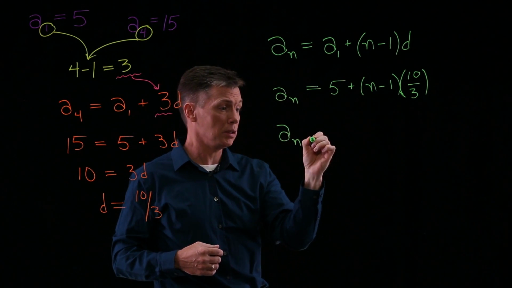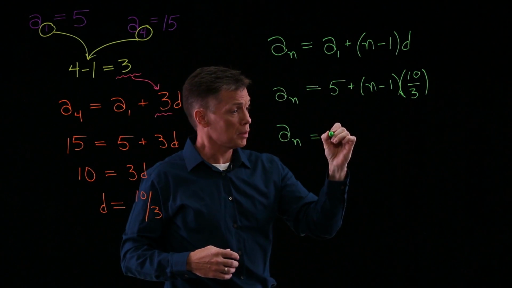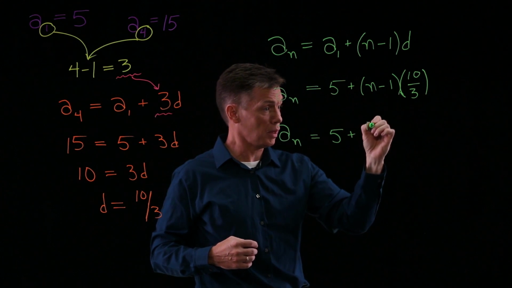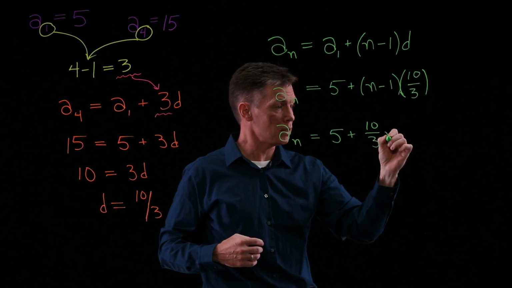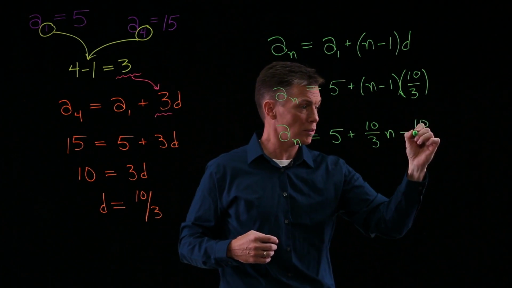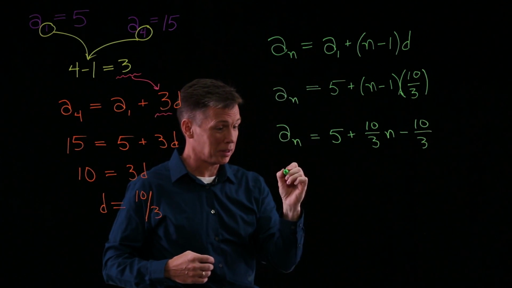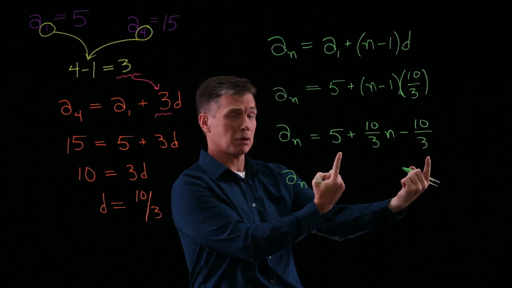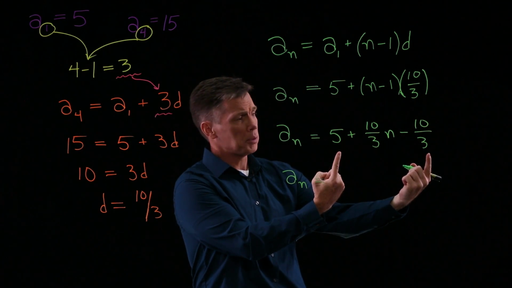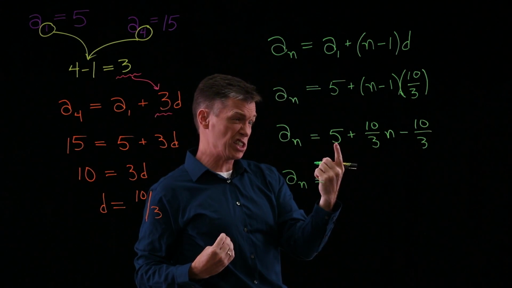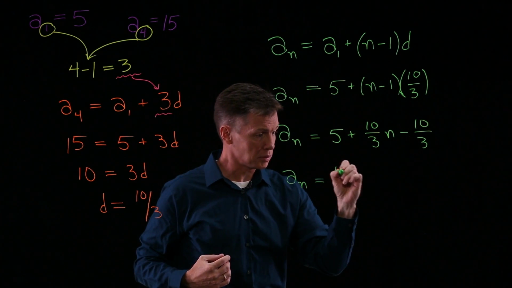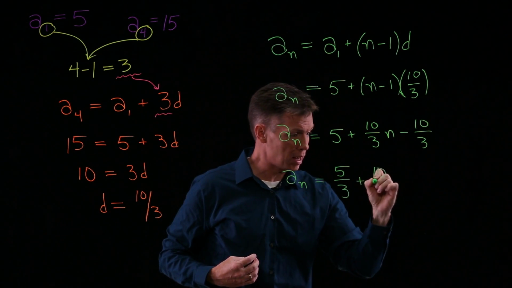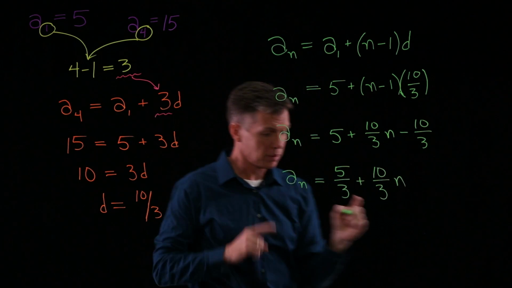A sub n equals. And now a little bit of algebra. The 5 I'll leave alone, but the 10/3 I'll distribute through. 10/3 n minus 10/3. And we're only one step away. A sub n equals, and I'll combine these two like terms, the constants. So maybe a common denominator of 3. That'll make this 15/3. Take away 10/3 gives me 5/3. Plus the 10/3 n is still there. And that's what I wanted.